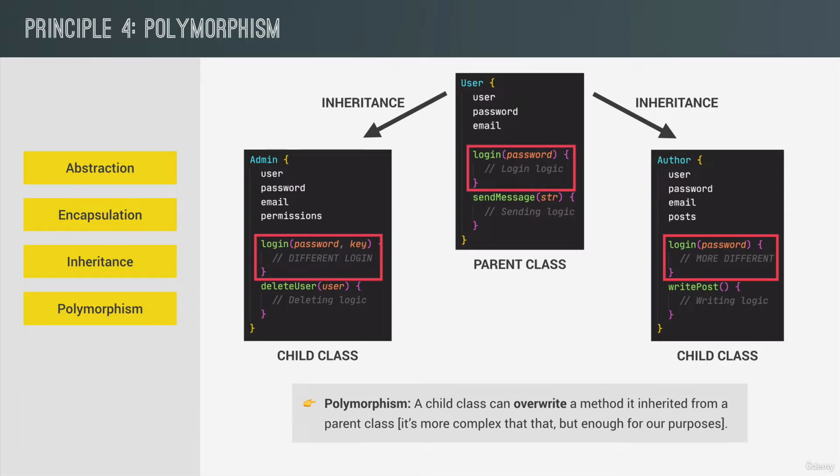Now, let's say that an admin requires a different kind of login method. For example, a more secure one, which has two-factor authentication. And let's say that we also need a special login method for authors. So how do we give them different login methods? Well, it's actually quite simple. In each class, we simply write a new method which is also called login, and then, according to polymorphism, that login method will override the login method that has been inherited from the user class. And that's actually it. That's all you need to know about polymorphism.